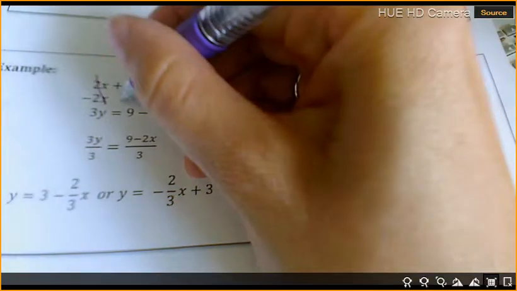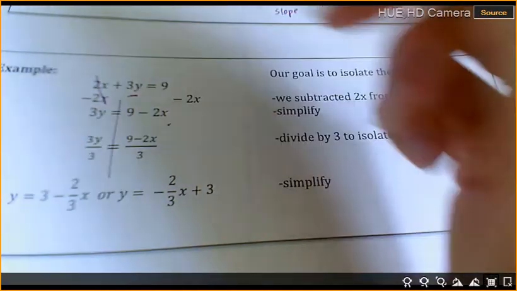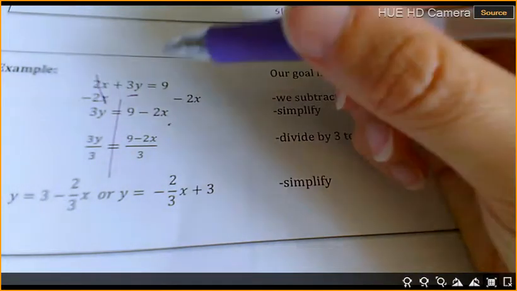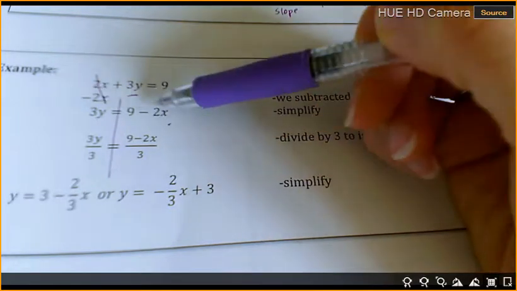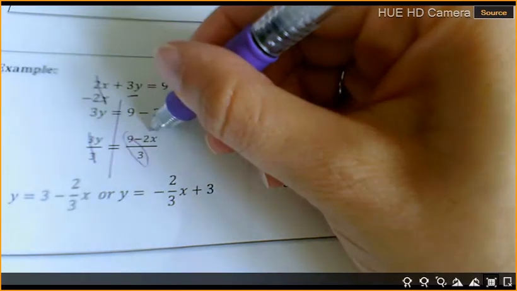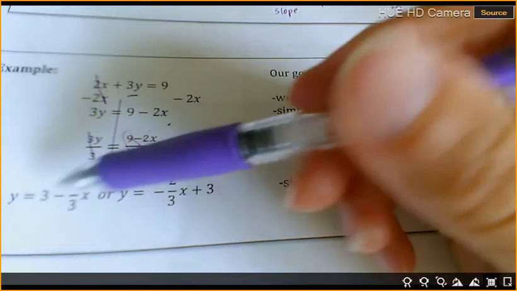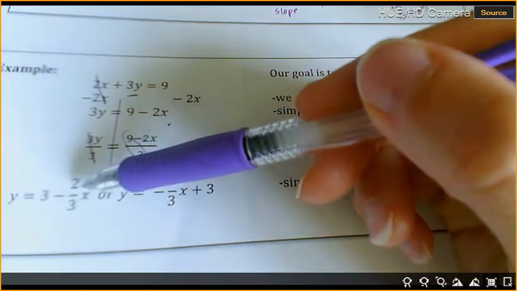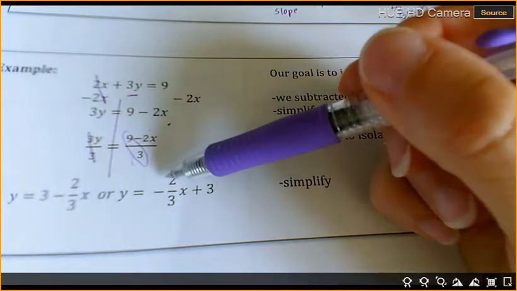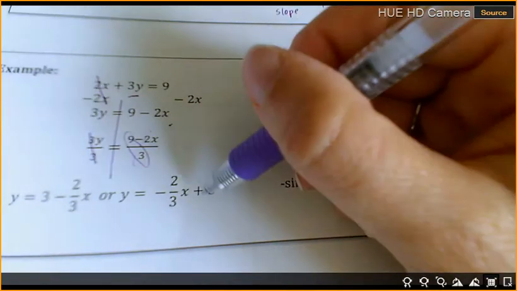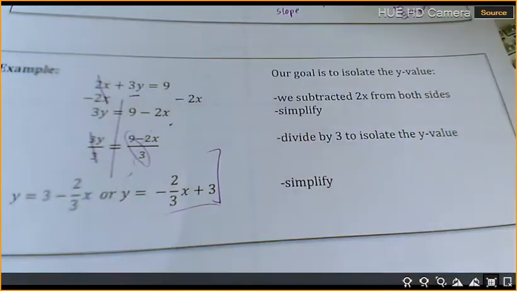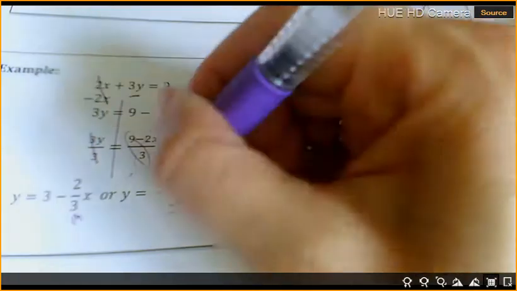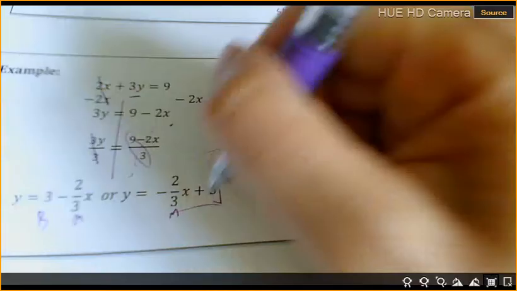A lot of you like your line to go down it, so you remember. Then we've got 3y equals 9 minus 2x. We divide both sides by 3. You can literally divide each thing by 3. So we get y equals 3 minus 2/3 x, or y equals negative 2/3 x plus 3. I like it this way because I always think of it as y equals mx plus b. But as long as you know the m goes with the x and the b is by itself, you're good.